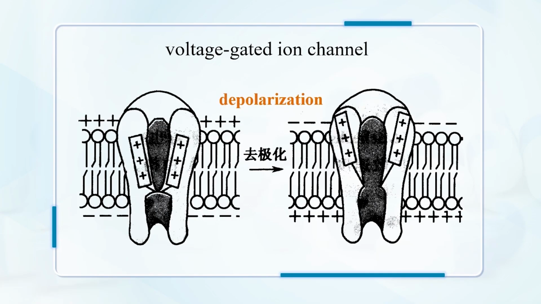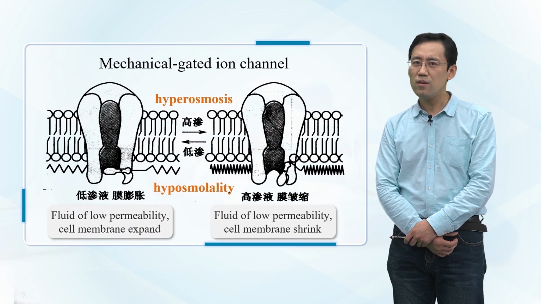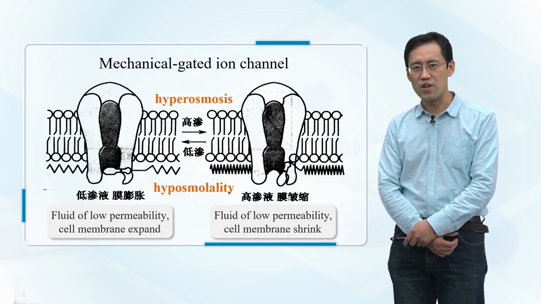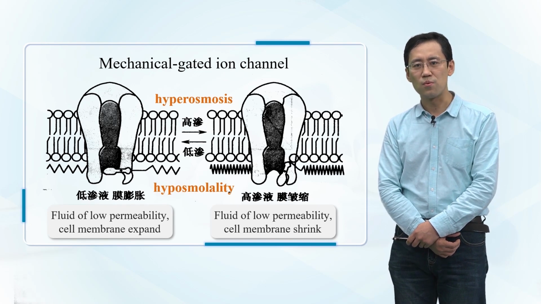Let's see the voltage-gated ion channel. Depolarization triggers the opening of the channel, so the ions can pass through the membrane. For the chemical-gated ion channel, for example, the ligand combines with the channel, and the chemical triggers the ions passing through the channel. The mechanical-gated ion channel is similar. Tension, stress, and shear stress can trigger the opening of the channel so the ions can pass through.